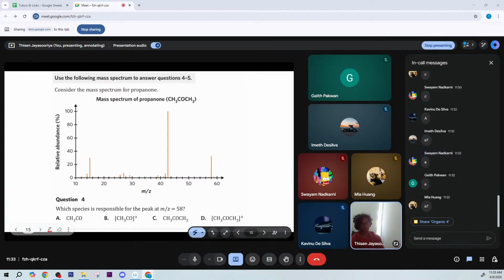So here, consider the mass spectrum for propanone, yeah? Which species is responsible for the mass peak at 58? So which one of these is responsible for the mass peak at 58? What do you guys think?